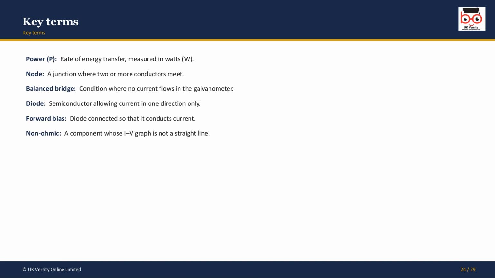Let's gather up the newer terms. Power, P, is the rate of energy transfer in watts. A node is a junction where two or more conductors meet. A balanced bridge is the condition where no current flows in the galvanometer. A diode is a semiconductor that allows current one way only, and forward bias is the arrangement in which it conducts. And non-ohmic simply describes any component whose current voltage graph isn't a straight line.